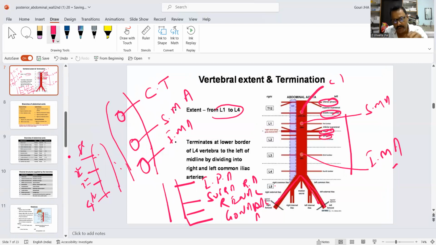As the name suggests, L1 is the first lumbar artery, L2 the second lumbar artery, L3 the third lumbar artery, and L4 the fourth lumbar artery. And one more is the medial sacral artery.